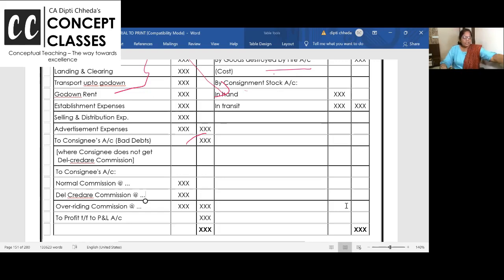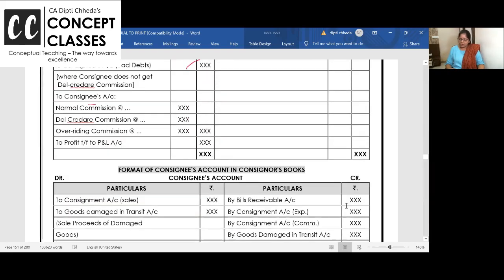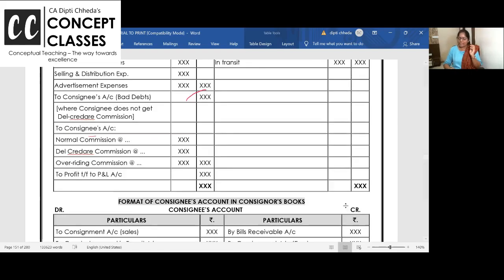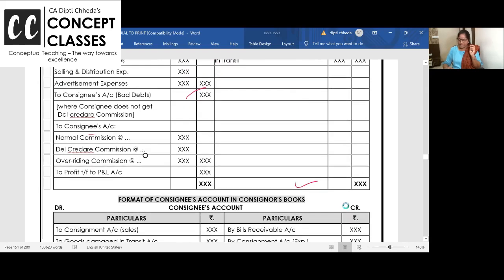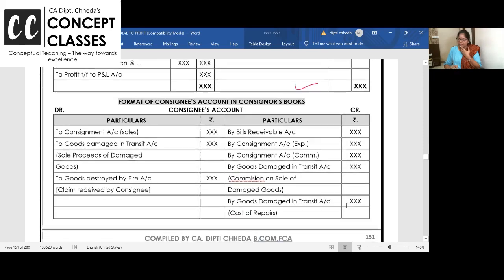Okay. Next, on the debit side: consignee, I'll reimburse all expenses also. I'll give you all the commission also, normal, del credere. Now in the working note, we know how to calculate the commission, and how to value the stock, in hand and in transit. You get the profit. Transfer it to your P&L account.